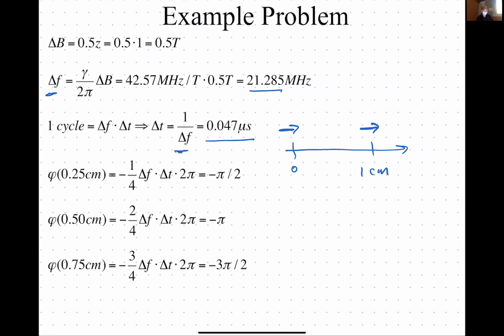Okay. And then the question goes on and asks what's happening at 0.25, 0.5, and 0.75, right? You can plug in and figure out what the phase is, and then calculate it. But you can also just think about, well, if I only went half as far, then the frequency is only half as much. So I'm only going to acquire half the phase. So you just write down the answer like that, right?